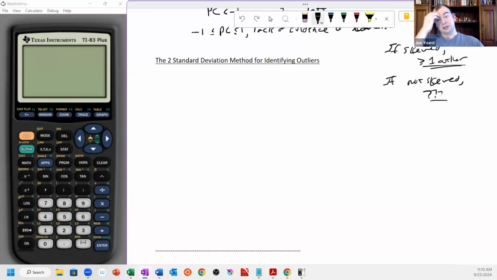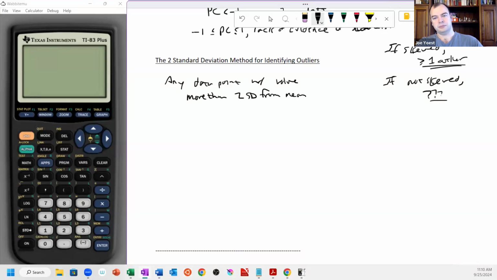So what is the two standard deviation method? It says any data point with value more than two standard deviations from the mean is an outlier. Or if the absolute value of the z-score is bigger than 2 for that data value, we call it an outlier.